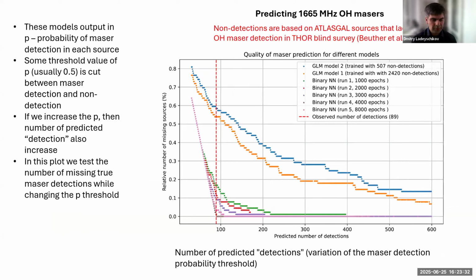What we found is that neural networks give much higher accuracy in prediction. In this plot, the x-axis is the variation of the assumed threshold. The y-axis is the relative number of missed detections, so lower is better. While GLM misses approximately 50% of sources, neural networks predict almost 90% of sources. This is a very good result and can be used for further prediction.